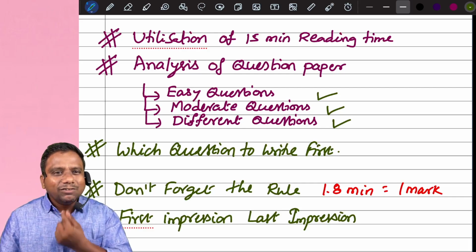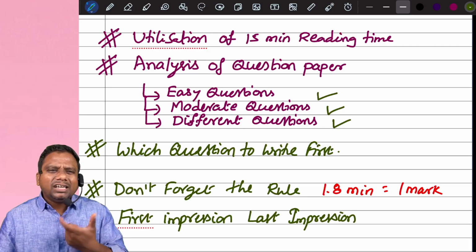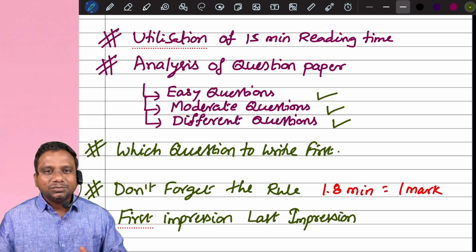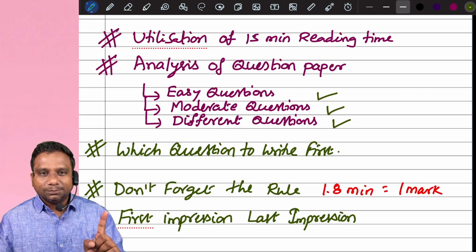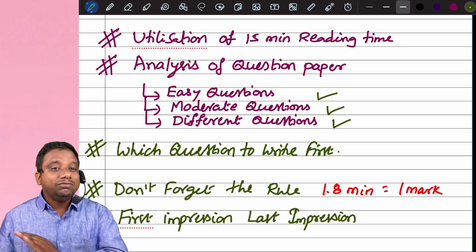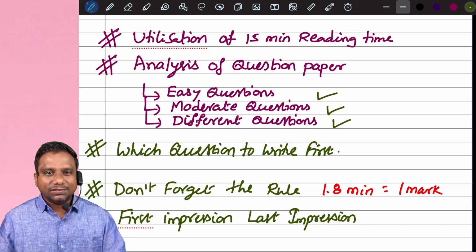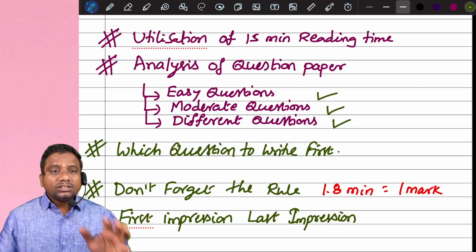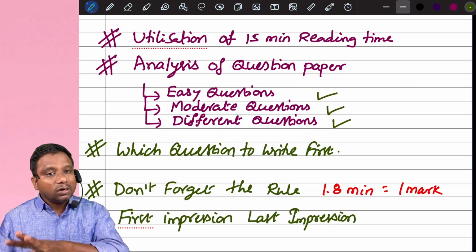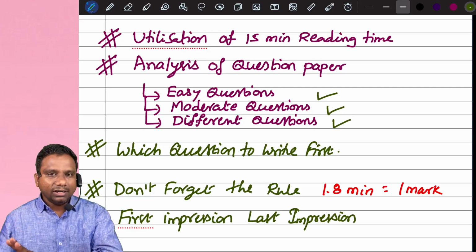Sir, what is this different question? Difficult question, sir? No. No question is difficult. It's just a different question, which means you have to think differently. Is it clear, students? No difficult question, only different questions. Now, from your point of view, identify which question is easy, which is moderate, and which is different.